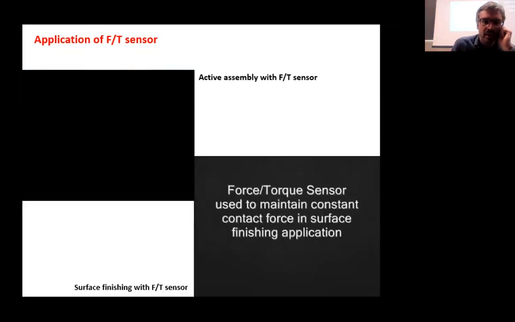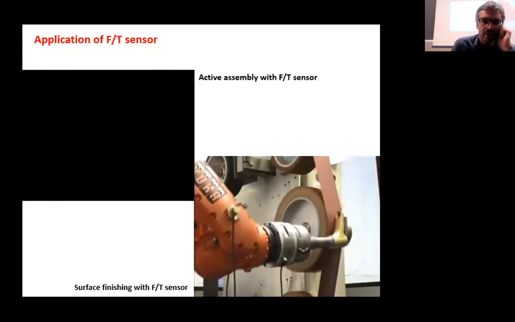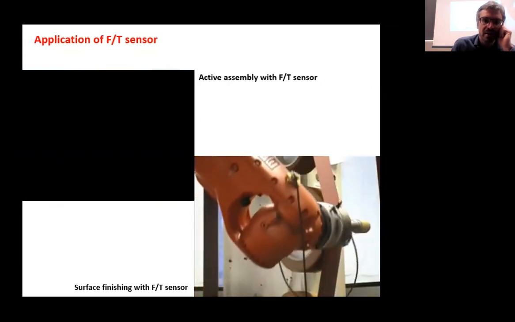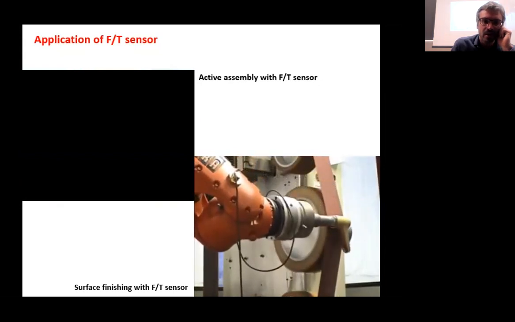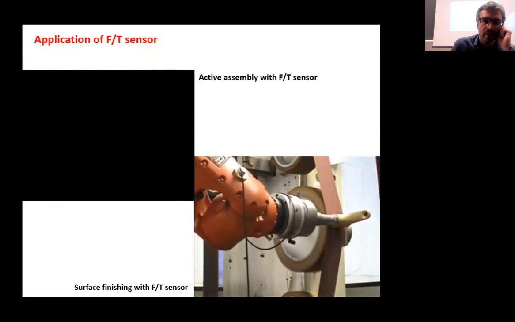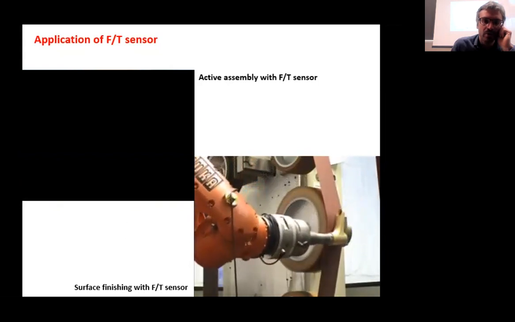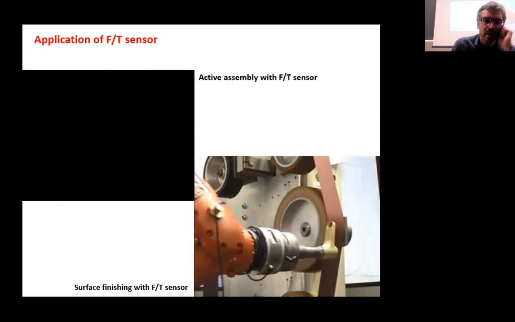And here is another application of the sensors, for finishing a piece. So we have a sandpaper moving, and we want to remove all the burrs after the casting. Whenever you create a piece, you can have some parts that you want to remove, and you want to do this procedure.